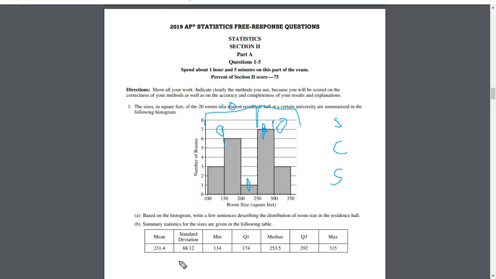And we don't get to use this because it says based on histogram. So the center would be somewhere between 200 and 300. And then the spread, we could do a couple things. We could estimate where the quartiles are and come up with an IQR. We could try and come up with a range. Or we could just say what the smallest and the largest possibly are.